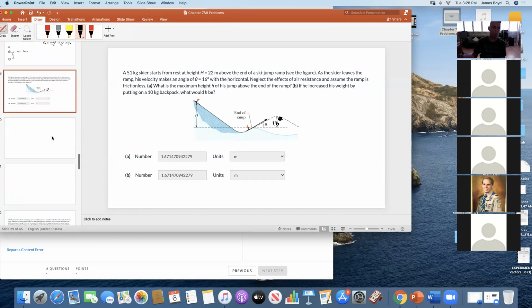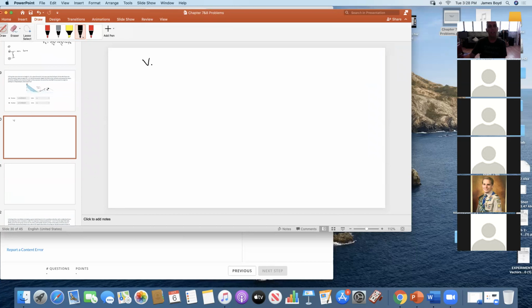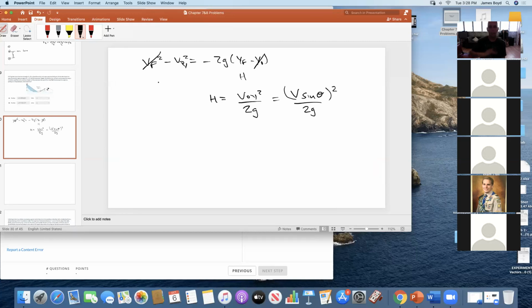Just remember that V final squared minus V initial squared is equal to minus 2g times (y final minus y initial). If this is 0 and this is H, and at max height V is 0, then we get H equals V naught y squared over 2g. So this is V times sine of the angle, squared, over 2g. All right, that was just projectile motion.